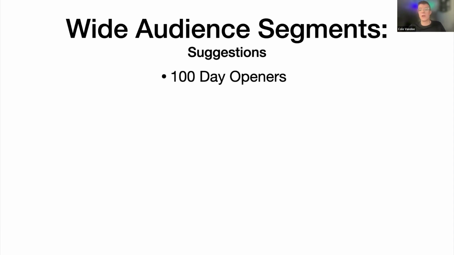The first one is 100-day openers. Now, instead of giving you the answer, who can clearly define what 100-day openers means in a sentence? Anybody in the chat for brownie points? You just get good brownie points with us. All right, Josh got it. So this refers to people that have at least opened one email within the last 100 days.